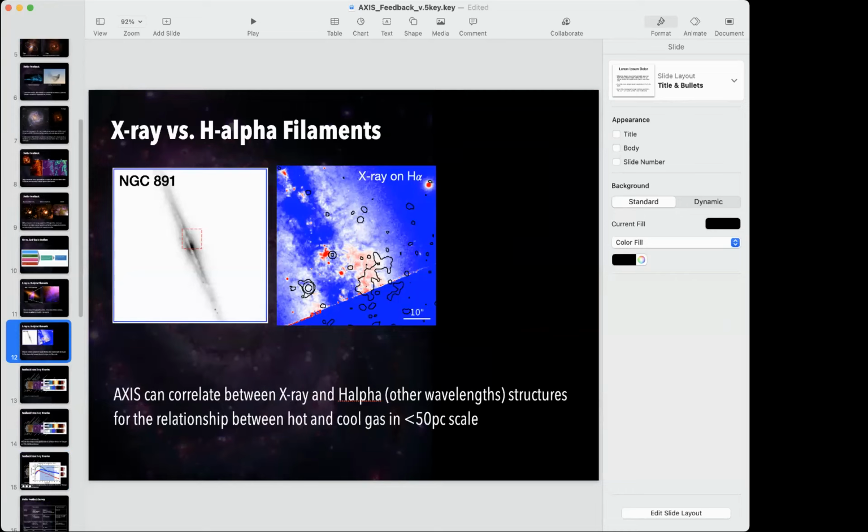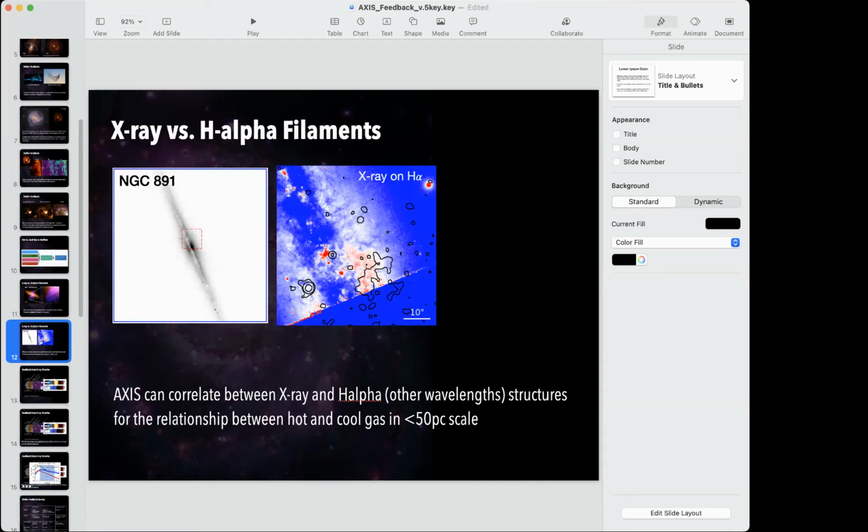But some of the normal galaxies also show filament-like features. This is NGC 891. Here, this small box zoomed image is on the right side. It shows the structure in H alpha and X-ray above the galactic disk. X-ray and H alpha are generally bright in the same regions, but there are clear differences in H alpha structure and X-ray structures.